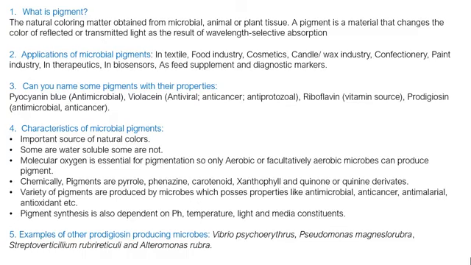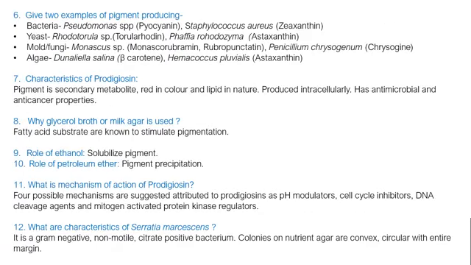Next, give some examples of other prodigiosin producing microbes. Okay, so at least two other than Serratia marcescens you can name, say Vibrio, Pseudomonas, Streptoverticillium, Alteromonas ruber, any of these. Okay. Next is give two examples of pigment producing bacteria, yeast, mold, or algae.